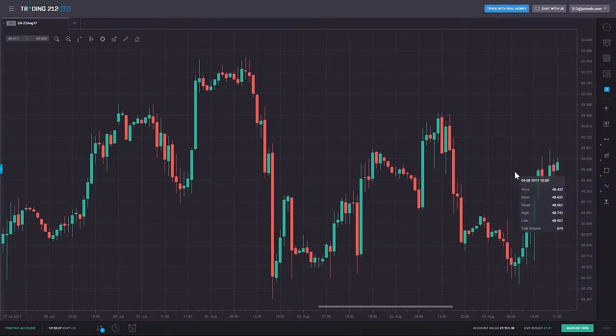So I suggest we need to give some thought to the size of our stops. Don't be afraid to use wider stops and trade a little bit smaller, and set them in logical areas rather than just buying or selling randomly and hoping the stop works out.